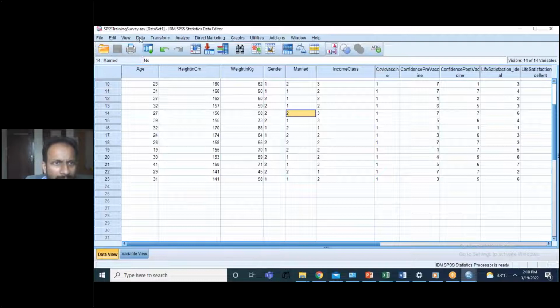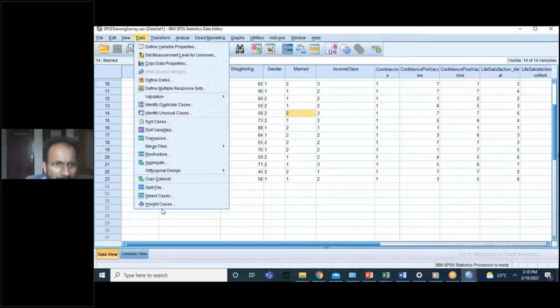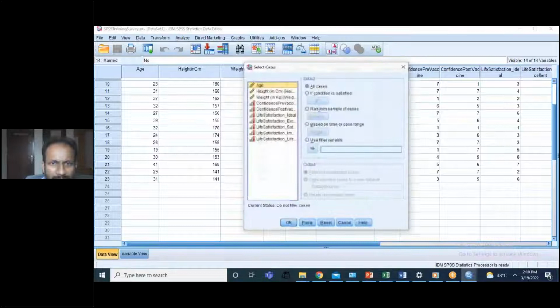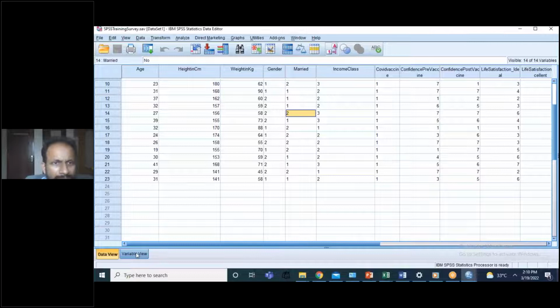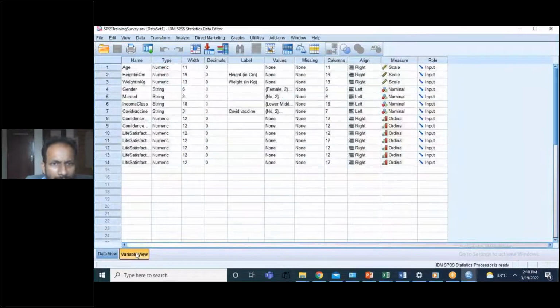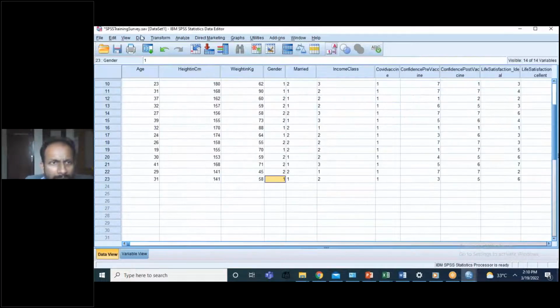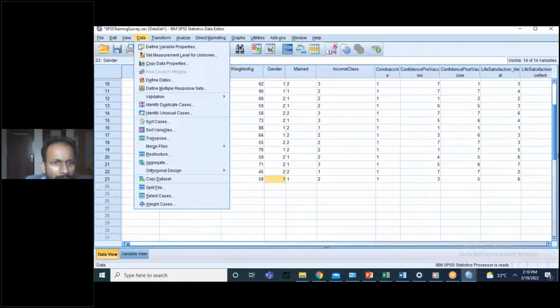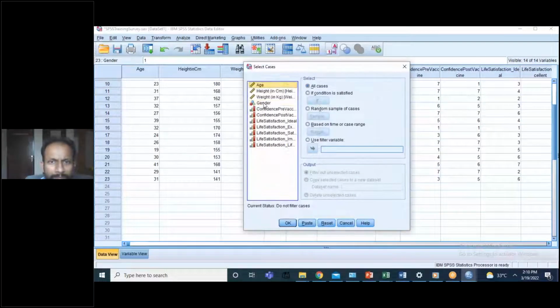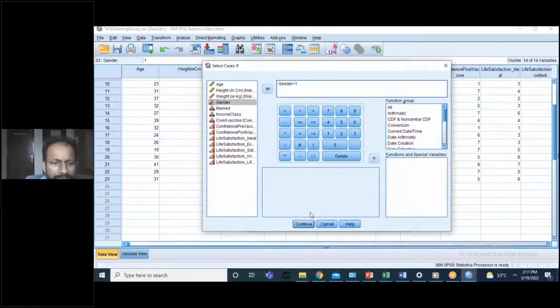Okay, right, data. Let me check. Select case. Again, I have to convert this to numeric. Right, and let me check now whether I'm able to get it or not. Yes, now I'm able to get it. So now here gender is equal to 1. So 1 signifies that I'm choosing only the male by filtering out all the females.